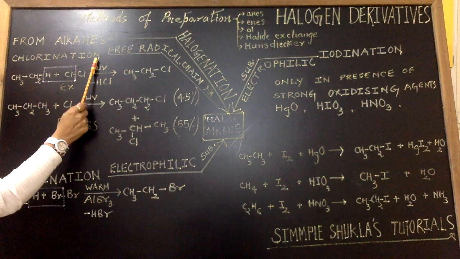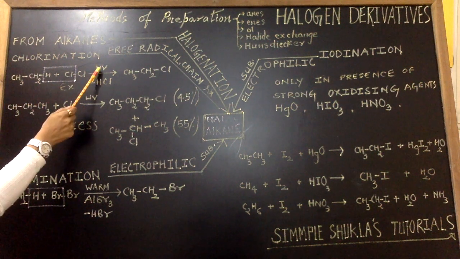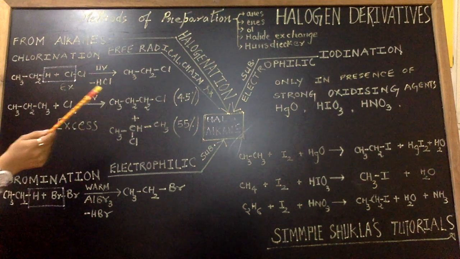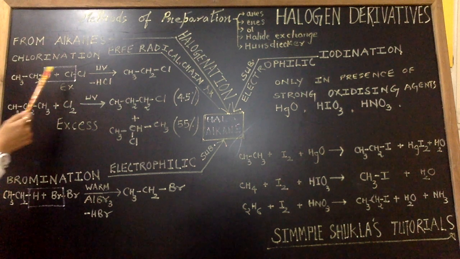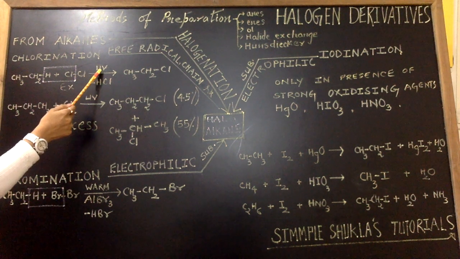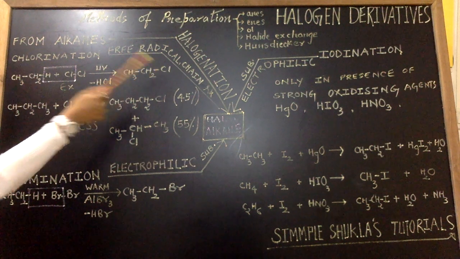During chlorination, we treat alkane with chlorine in presence of ultraviolet rays or diffuse sunlight. Like here, if you look at the board, we are treating ethane molecule with chlorine in presence of ultraviolet rays. As a result, we are getting ethyl chloride.